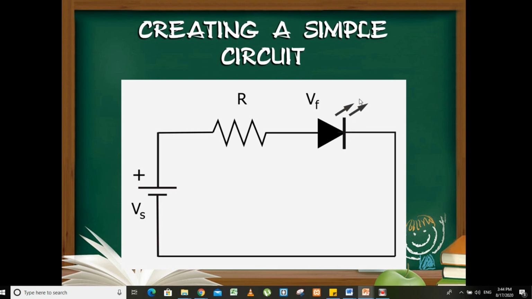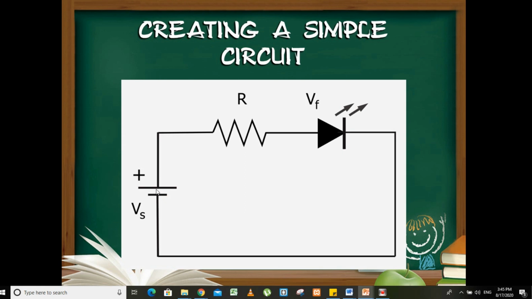For a photodiode, the arrow will be pointing in, while for an LED, the arrow will be pointing out. LED means light emitting diode. And for the battery, we have terminals like this. The longer one is the positive terminal, while the shorter one is the negative terminal.